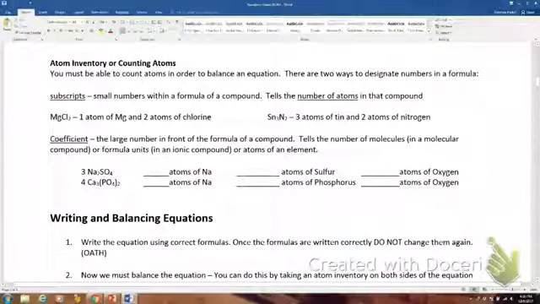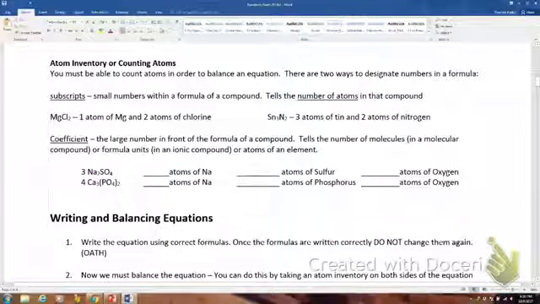Okay? So whenever we're doing our atom count, remember when we write our formulas, we have subscripts, and those are the small numbers within the formula, and they only count for what comes right before it, or if it's in parentheses, what goes completely in it. So that's how we count the subscripts. But if you have a coefficient, which is the large number, which is the way we're going to balance the equation, that coefficient counts for everything that comes behind it. And so let's look at this example real quick.